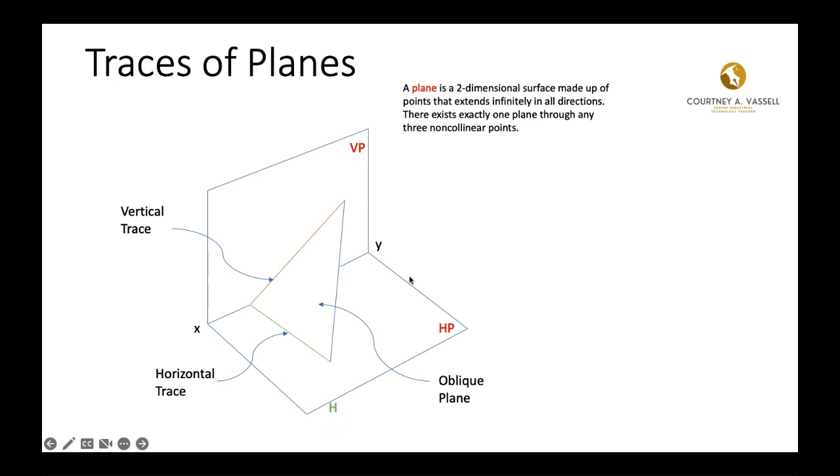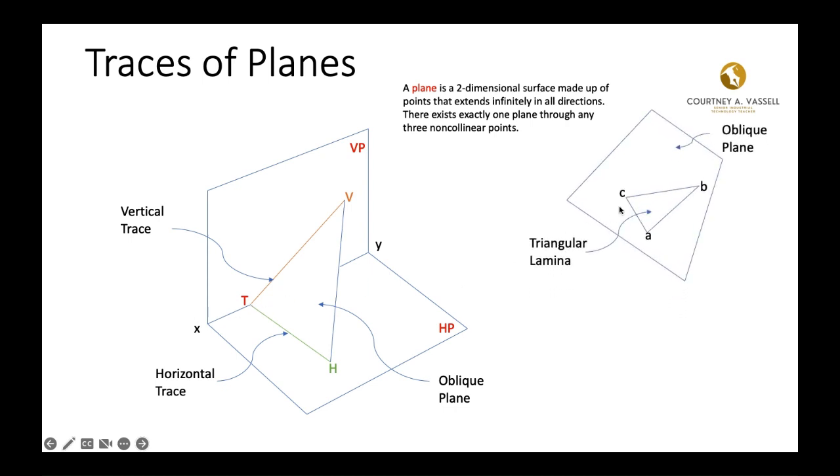So let's look over here. We have H for the horizontal plane trace, V for the vertical trace, and T where the two points would meet on the XY. Now again, just for another visual, this here would be our oblique plane. So this plane would be said to be at an incline.